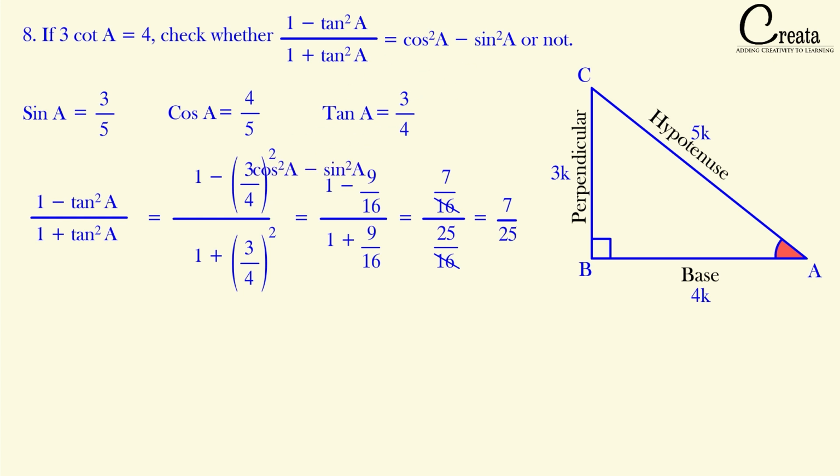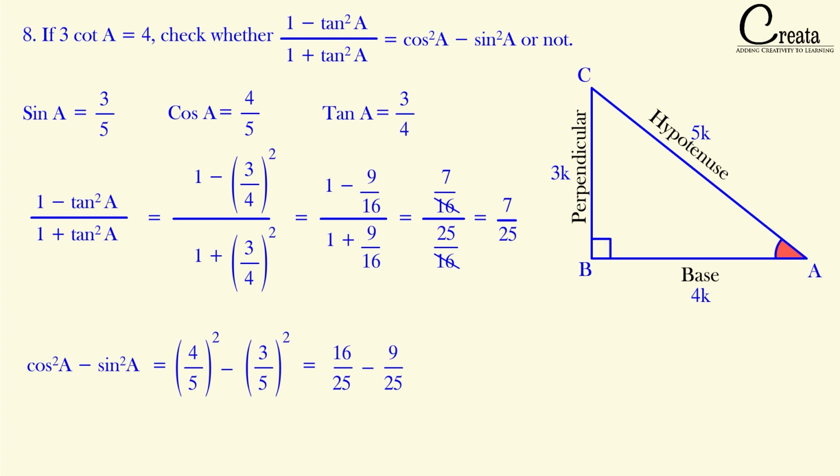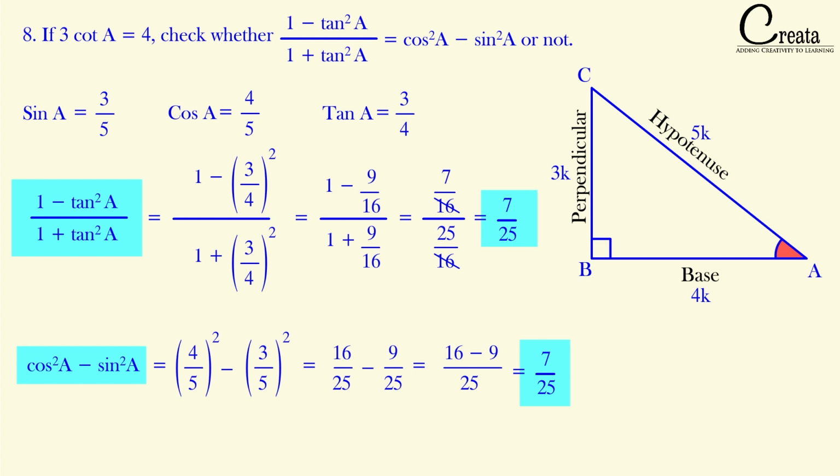Let's find right hand side, which is cos square A minus sin square A. Cos A is 4 by 5, sin A is 3 by 5. Let's solve it. On solving, we got the value as 7 upon 25. So we got left hand side is equal to right hand side. So this equation is true. Okay, we have proved the same. And that is also the answer of the question number 8.